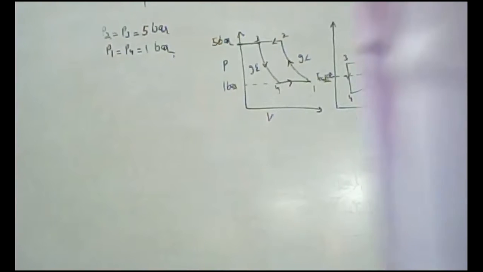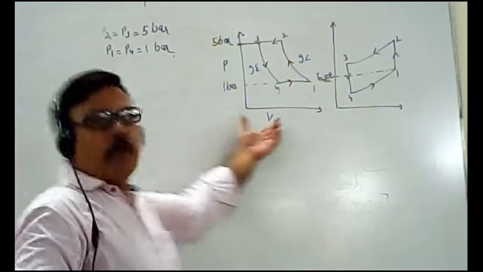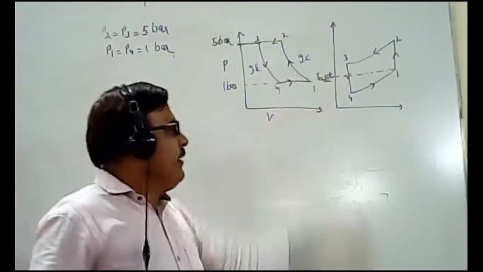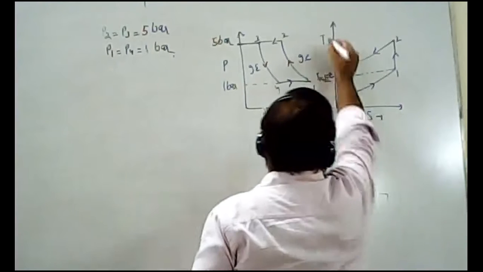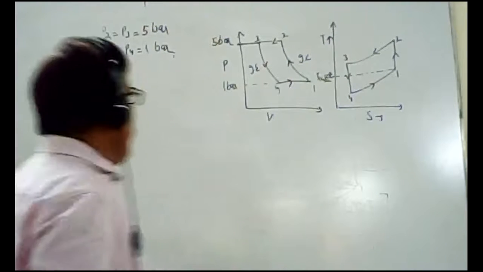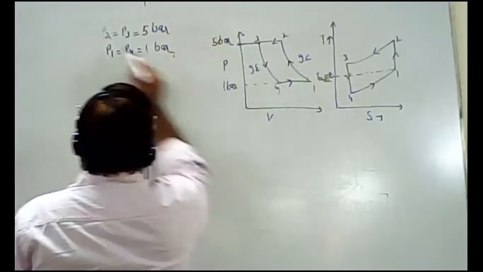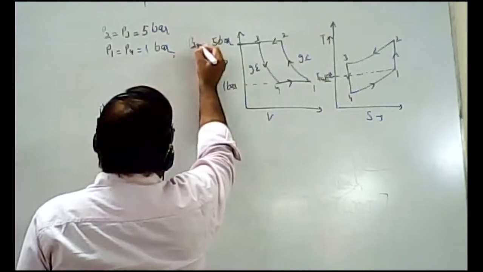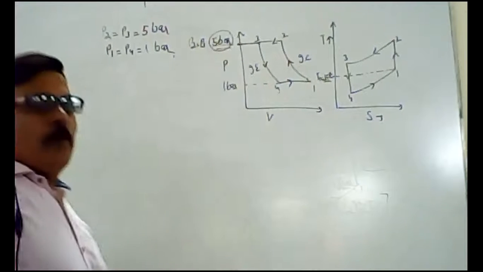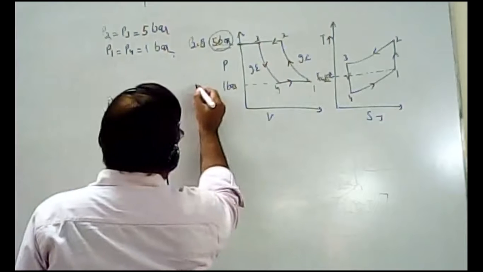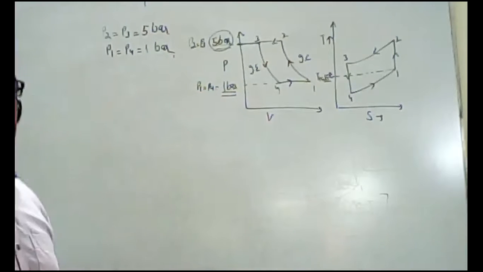Now look here on the blackboard. These values are given. First of all, you have to draw these two diagrams, PV and TS. Here the pressure is given: P2 will be equal to P3, both having the maximum value of 5 bar, and the lower pressure P1 will be equal to P4, equal to 1 bar.